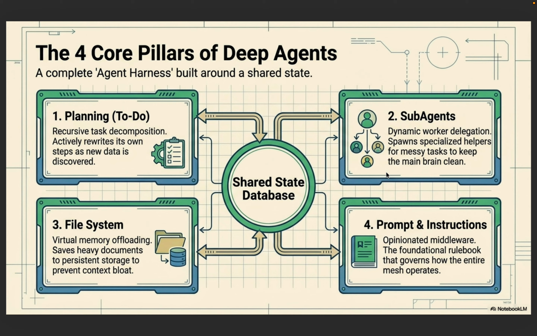Now the four core pillars of the deep agents. When we talk about deep agents, these are the four most important things. So how do deep agents work? For example, when a problem comes, the first thing it will do is planning, just like a project manager would. It will say step 1 we have to do this, and step 2 we have to do this, and it will write down the plan.